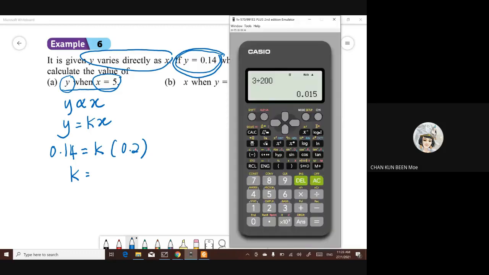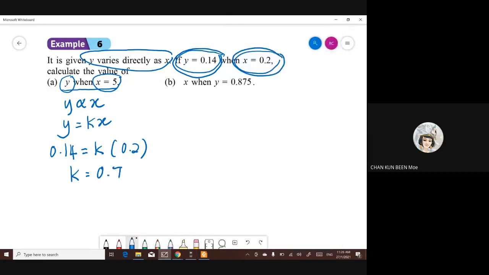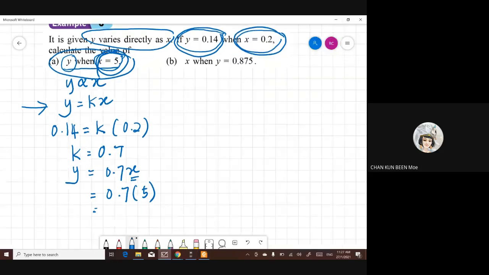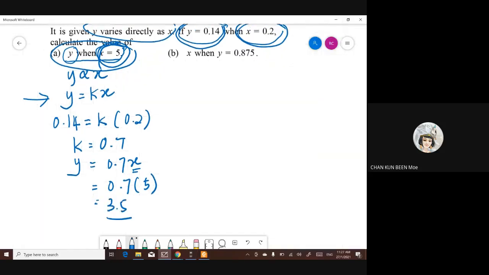If you are fast enough, you can get the answer already. 0.14 divided by 0.2, you get 0.7. Okay, so k is 0.7. But we haven't done yet because you have to find the value of y. So substitute the value of k into this equation. Y will be 0.7x, right? So when x equal to 5, what is the value of y? It will be 0.7 times 5. 0.7 times 5 equal to what? 3.5. Very good. I don't have to show using the calculator anymore. You understand enough. 3.5. Done.